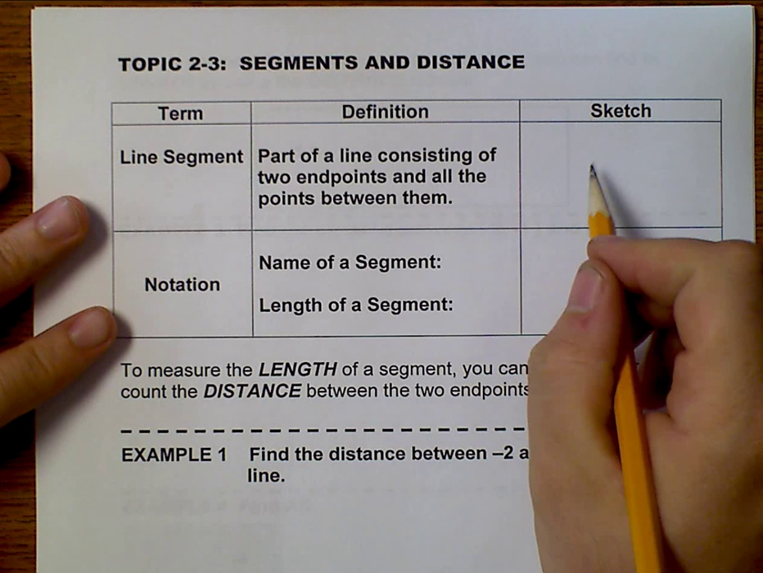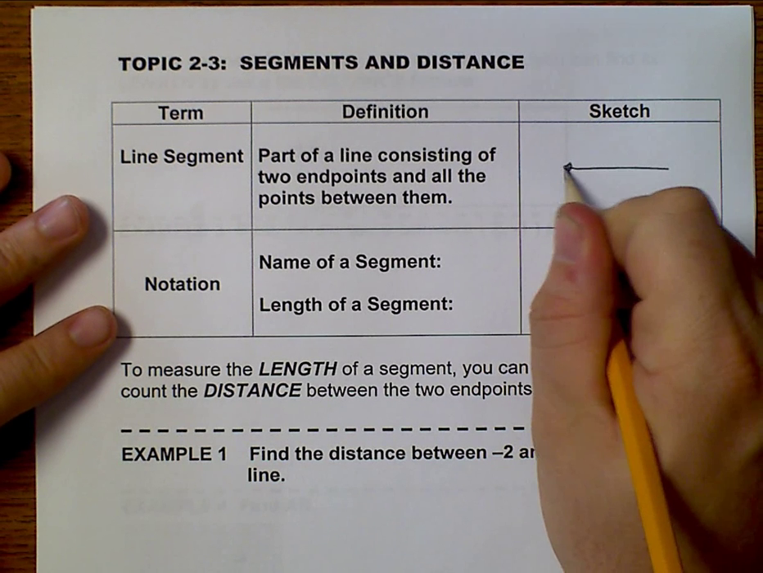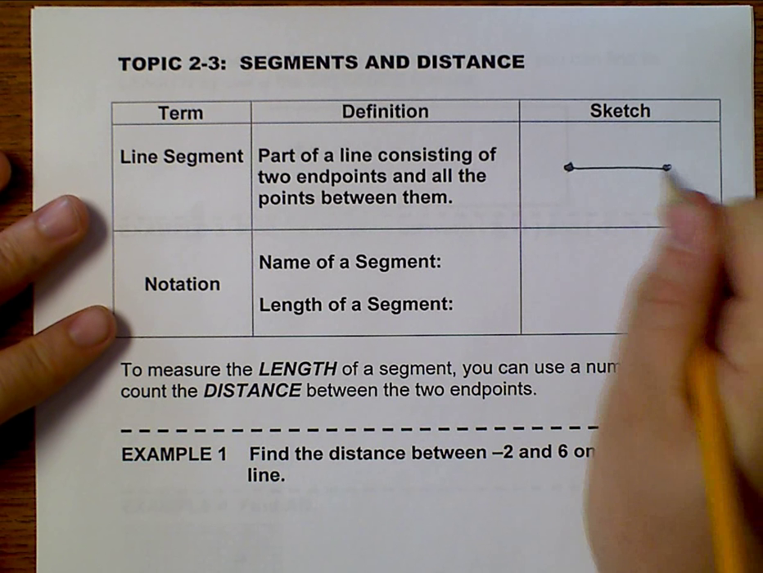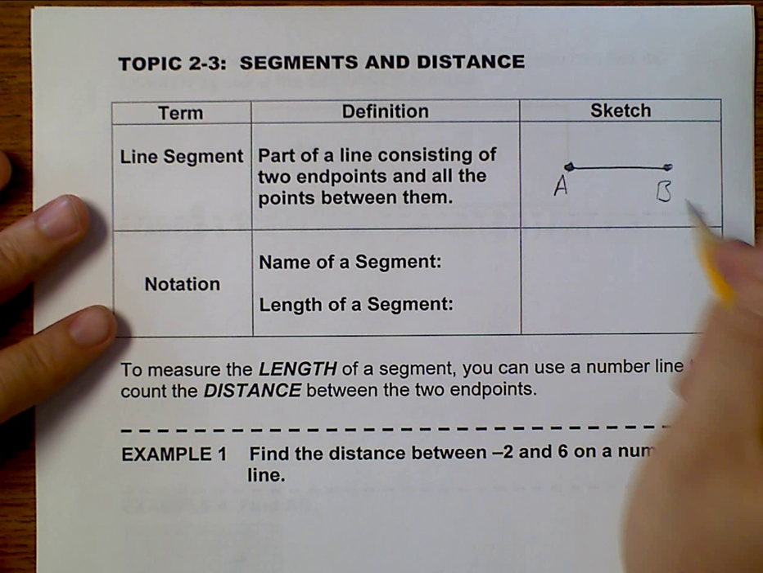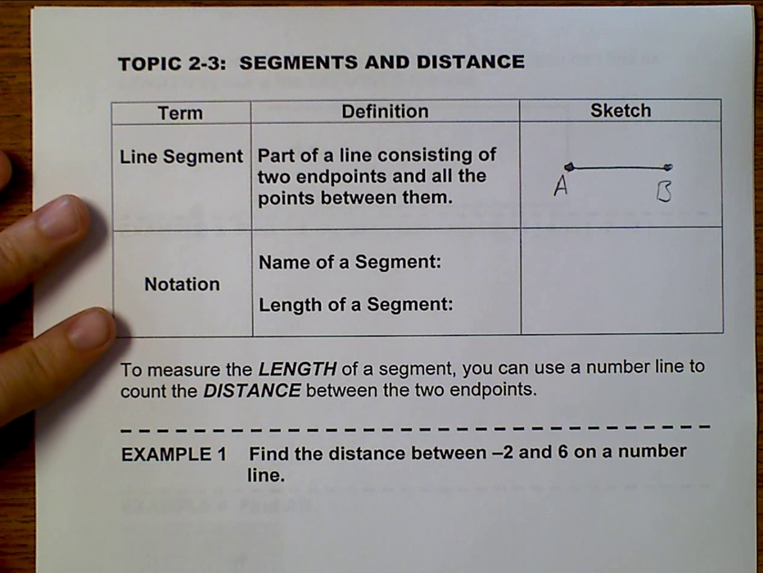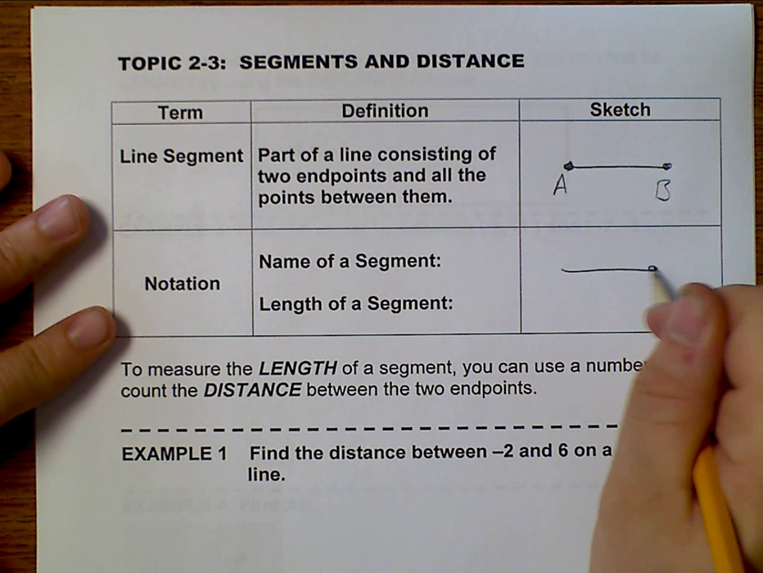When we're talking about a line segment, we're talking about the part of a line bound by two endpoints and everything in between. So that's a sketch of our line segment. I'm going to go ahead and copy that over here.